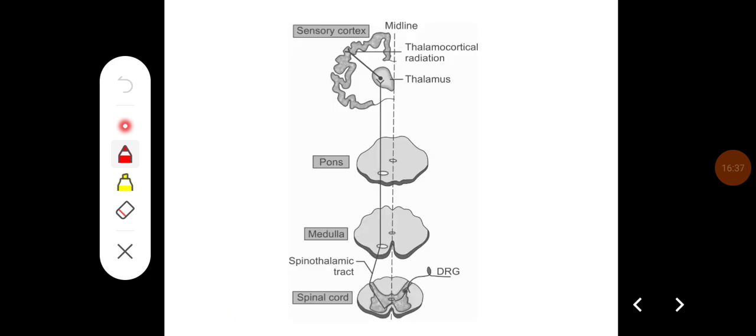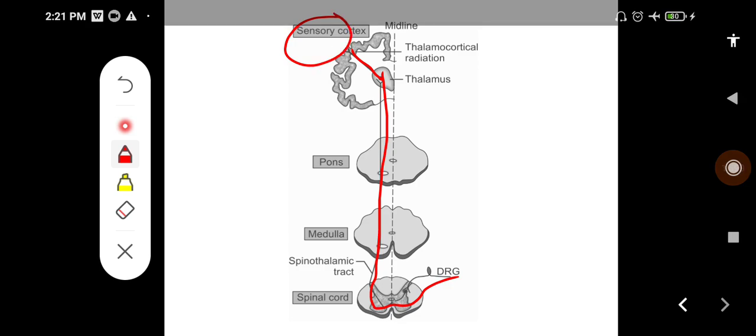This diagram shows the anterior spinothalamic tract. The first order neuron crosses the spinal cord in the anterior commissure, reaching the anterior part of the spinal cord. From there they ascend to the thalamus, where the third order neurons form and reach the sensory cortex.